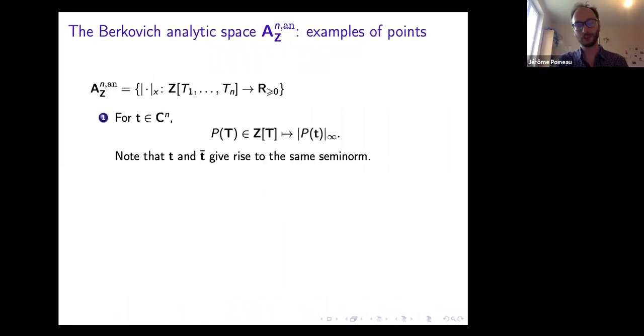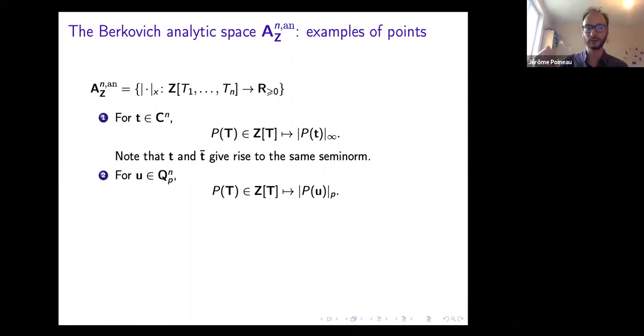So let's get back to the example. As we already saw, if you take a point in C^n, it gives rise naturally to a seminorm, so to a point of the Berkovich space. If you start with a point in Q_p, it also gives rise to a point in the Berkovich space. So you have in the same space C points, Q_p points, etc.